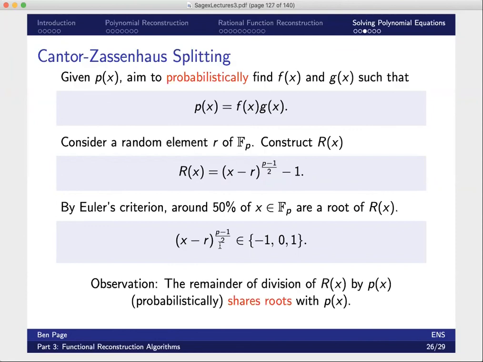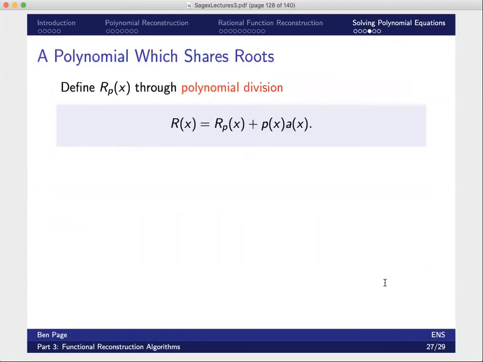And the important observation, and very non-trivial observation about this polynomial, is that we can use it in a useful way by dividing it by our polynomial here, p of x. Because we can show that the remainder of the division of r of x by p of x actually shares roots with p of x.